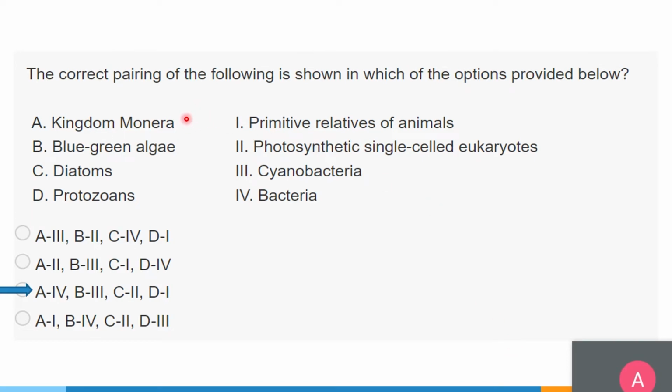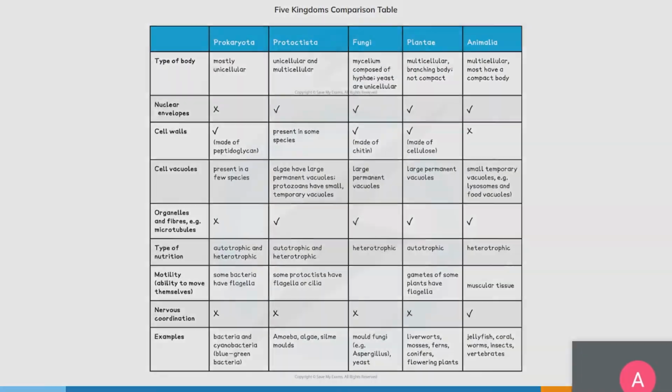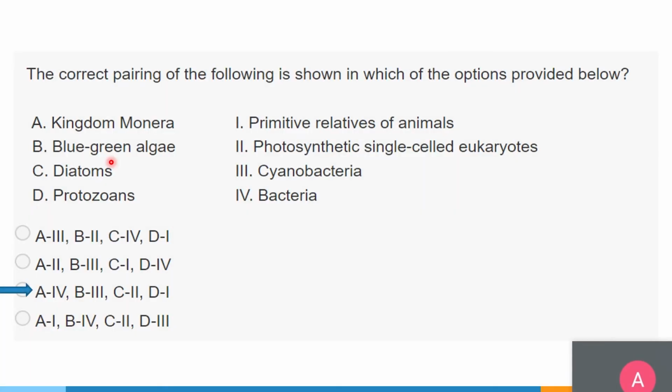So when we go back to the question, after looking at it, we see that the kingdom Monera or the kingdom Prokaryota, as it was in the table, essentially includes the various bacteria and primitive organisms that are prokaryotes. So kingdom Monera obviously can be connected to bacteria. Blue-green algae is something that we just saw as an example under kingdom Prokaryota, and blue-green algae is essentially cyanobacteria. So B can be connected to 3.